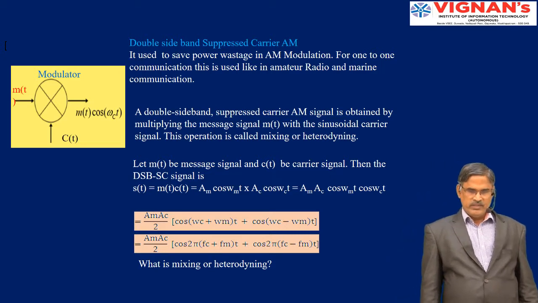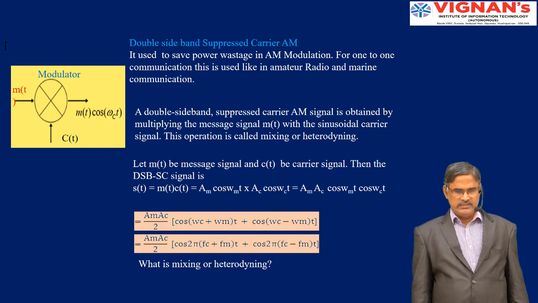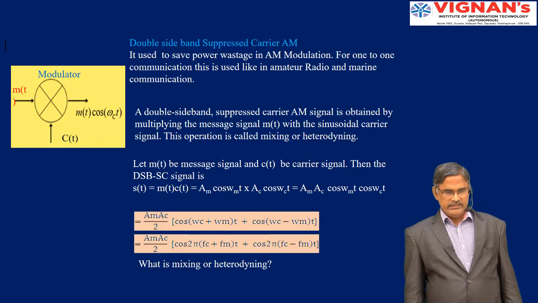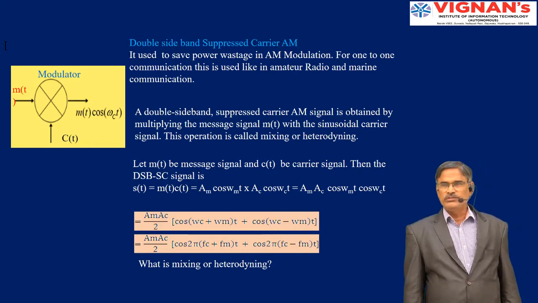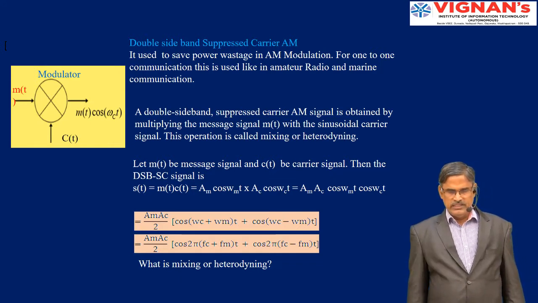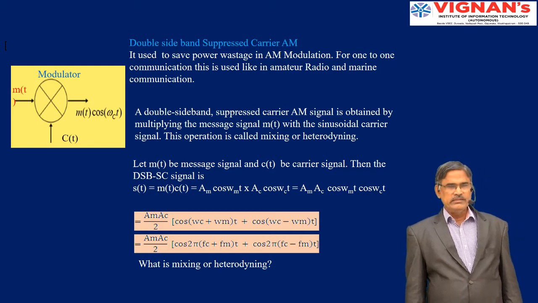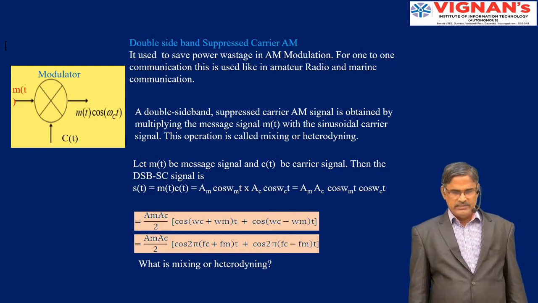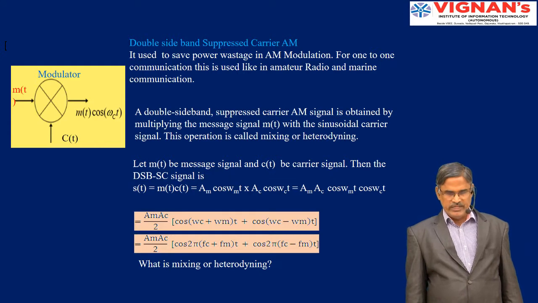At the bottom, m(t) we are assuming also as a sinusoidal signal. m(t) is Am cos omega m t and the carrier is Ac cos omega c t. If you multiply both, you can see at the bottom line, s(t) modulated signal equal to m(t) c(t), that is equal to Am cos omega m t multiplied by Ac cos omega c t. You are getting Am Ac cos omega m t cos omega c t.